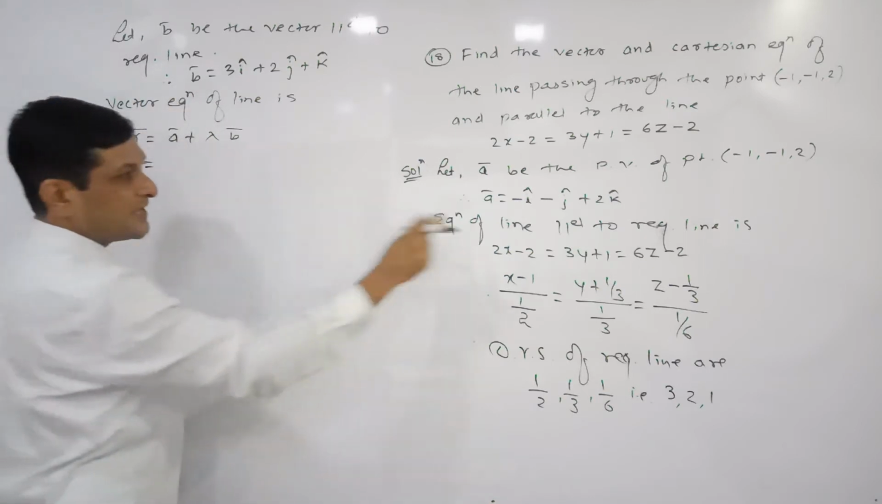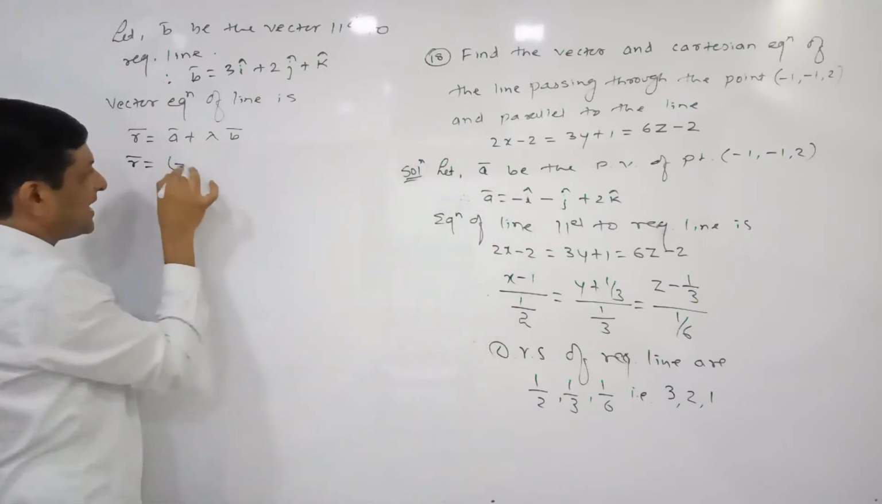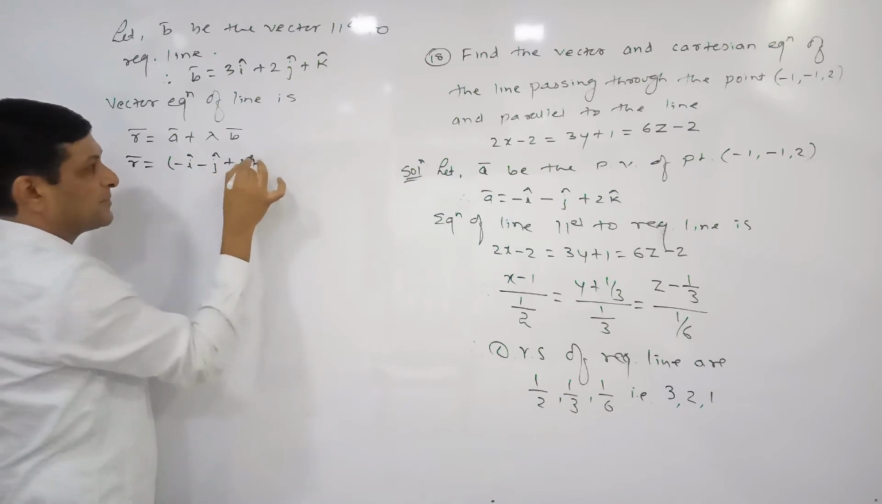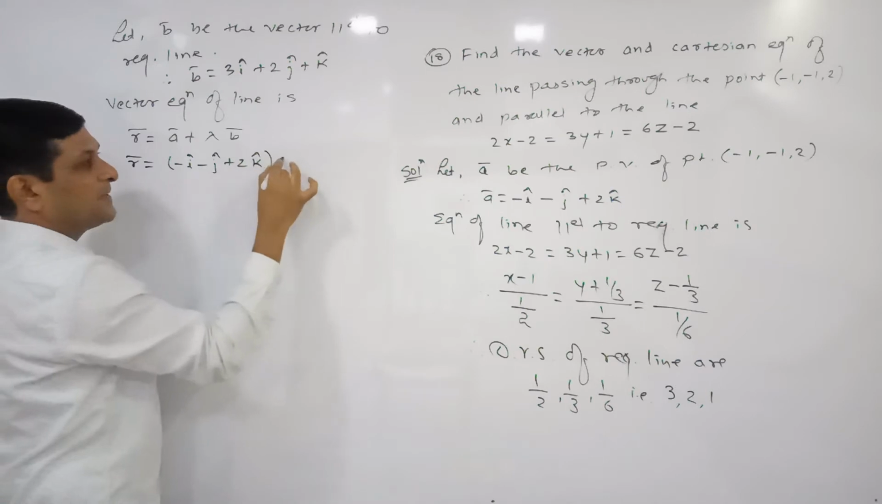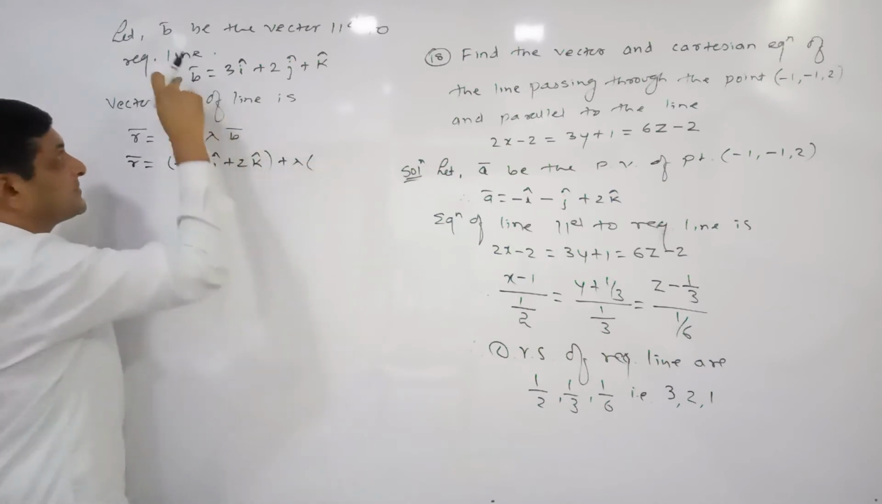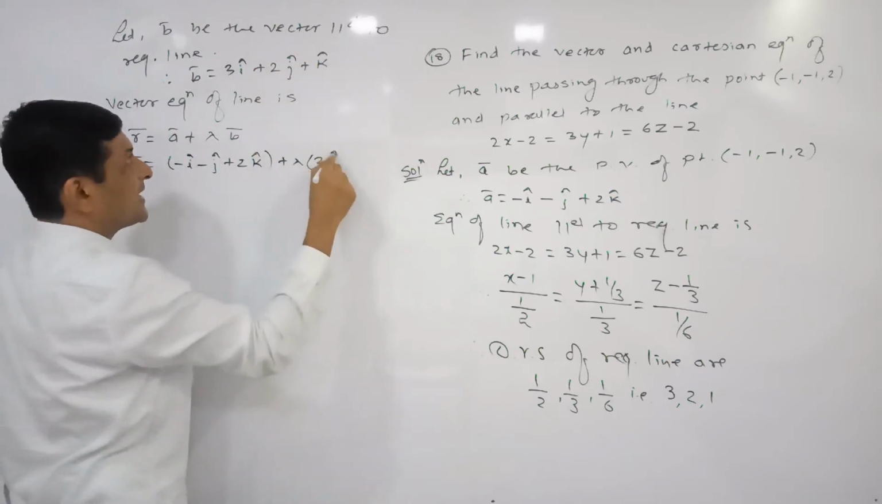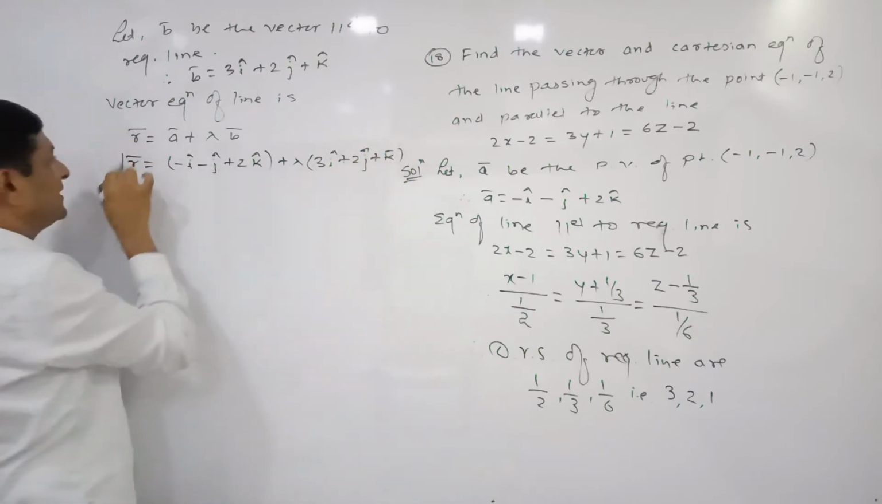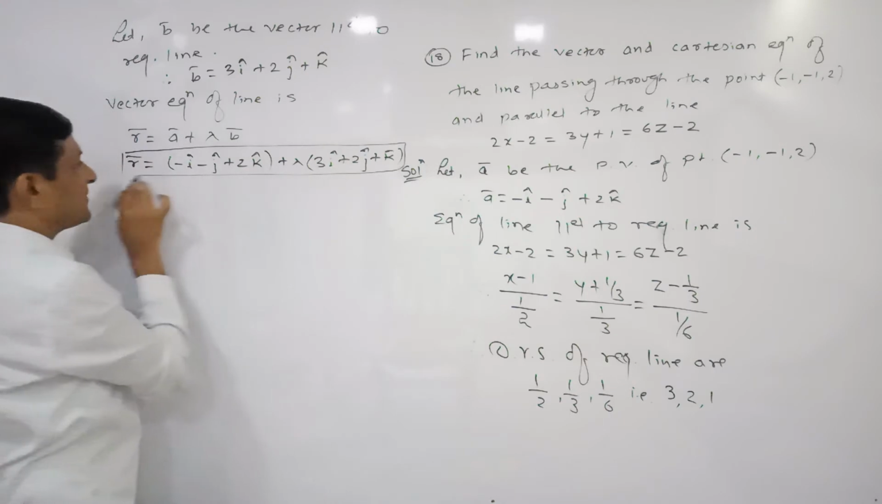What is the value of a bar? That is minus i cap minus j cap plus 2k cap. Plus lambda, keep it as it is and replace b bar by its value, that is 3i cap plus 2j cap plus k cap. In this way, we have got the vector equation of line.